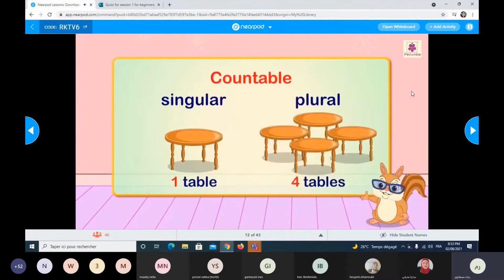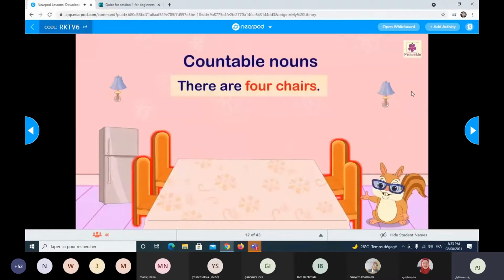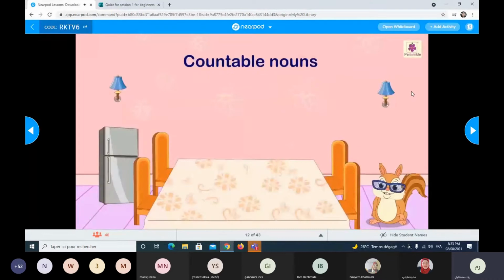For example, there is one fridge in the room. There are four chairs. There are two lamps on the wall.